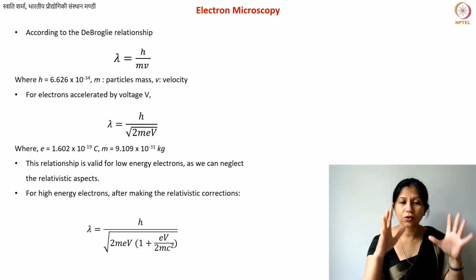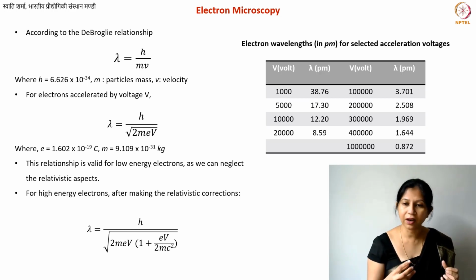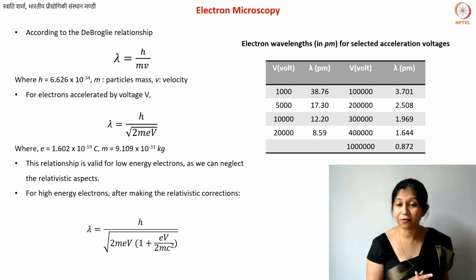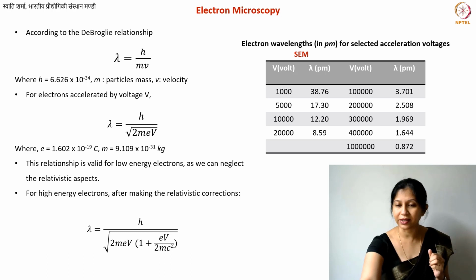So now, using all of these relationships, you can calculate the wavelengths of electrons that are accelerated using different voltages. Here I have shown one table. The left two columns are relatively low energy electrons, which we use for scanning electron microscopy.